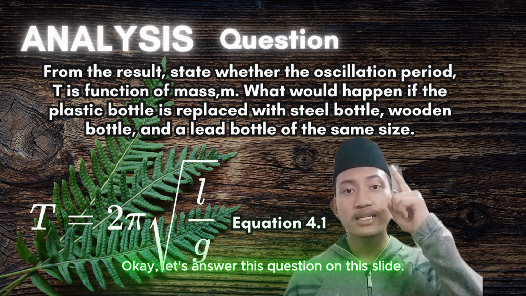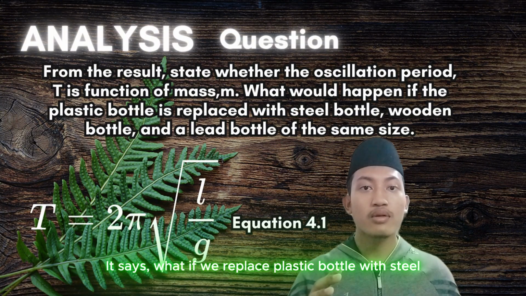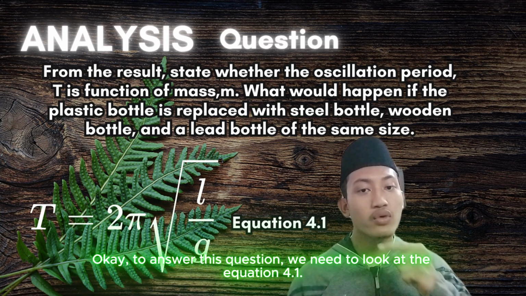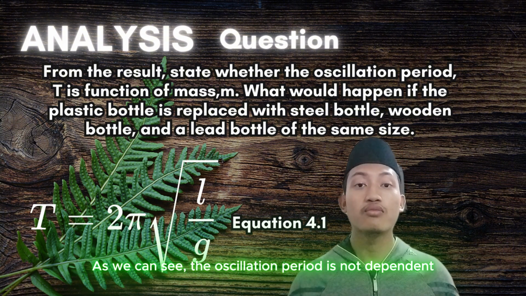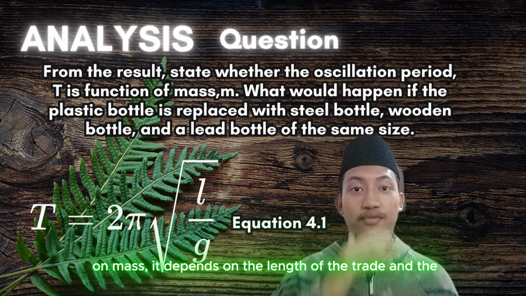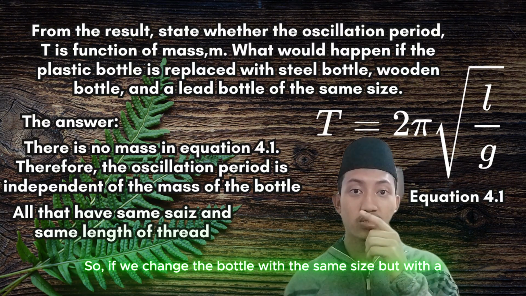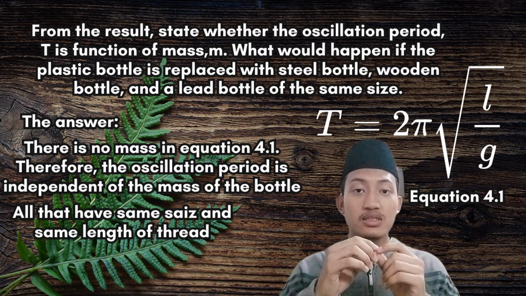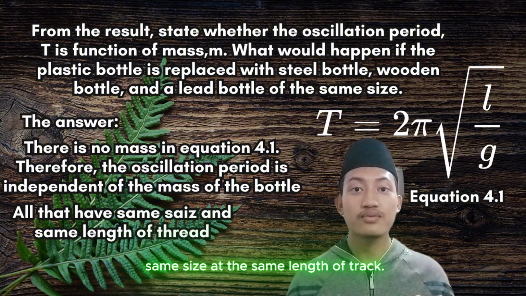Okay, let's answer the question on this slide. It says, what if we replace the plastic bottle with a steel bottle, a wooden bottle, and a lead bottle? Okay, to answer this question, we need to look at question 4.1. As we can see, the oscillation period does not depend on mass. It depends on the length of the thread and the gravitational force of the Earth. So, if we change the bottle with one of the same size but a different mass, the time period will be the same, as they have the same length of thread.